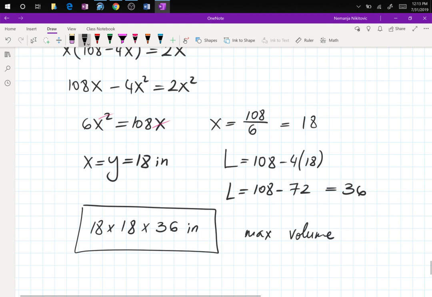So you have 18 times 4, because it's the perimeter of the face. So if one side is 18 and another is 18, then you still have 18 and 18. So 4 times 18 plus 36, it better be 108. And that guarantees maximum volume and length. So that's the Lagrange multipliers.